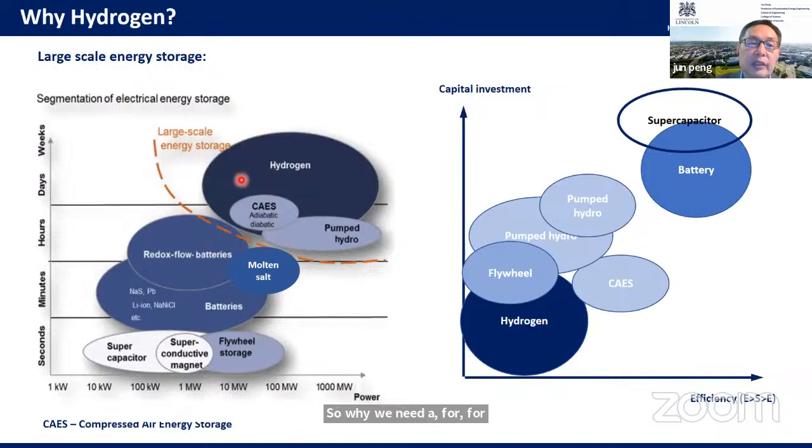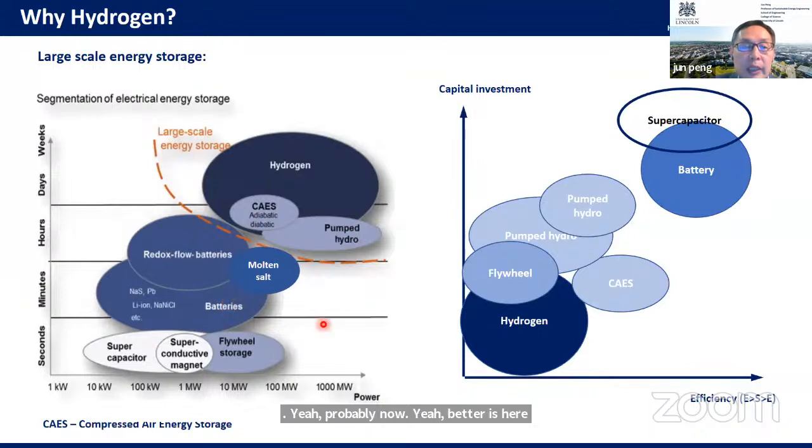Because hydrogen storage, in terms of power and storage time, has a very good advantage compared to other technology. How about others, like a supercapacitor, like a battery? Battery is somewhere here, probably.